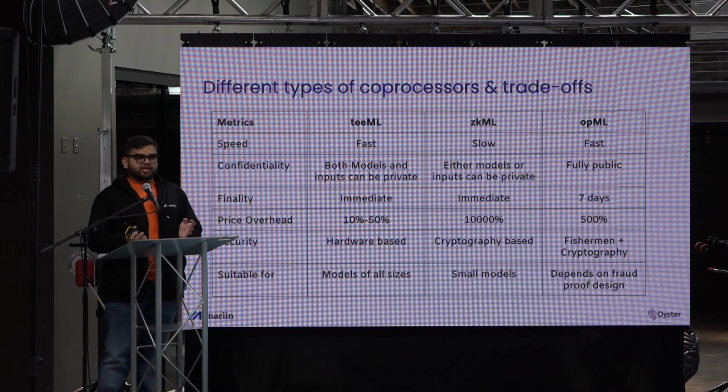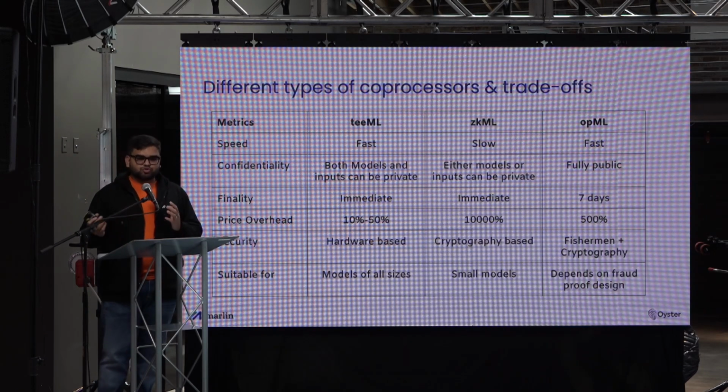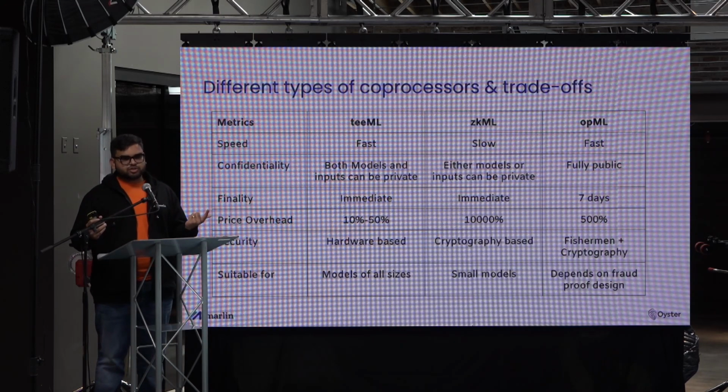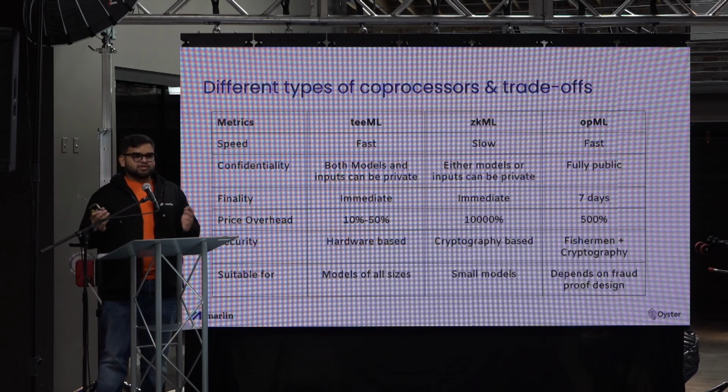Given that it's a secure enclave, everything is a black box out, so no one is able to access what is happening inside. Versus in ZKML, you do have an option, but either you can make your model private or you can make your inputs private, not both. And in case of OPML, it's generally everything is public, right? And in terms of finality, TEEML is immediate, ZKML is also immediate, but OPML generally has a 7-day contesting period, right? There have been debates that, okay, we can reduce this further, but yeah, again, the finality is not instant.